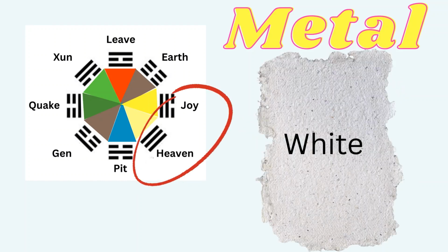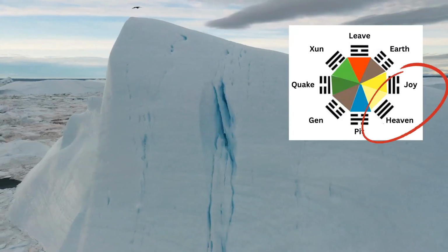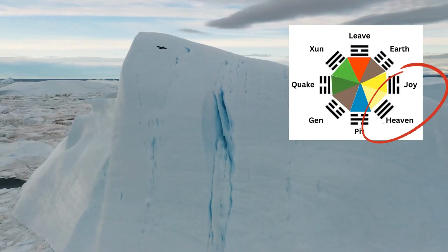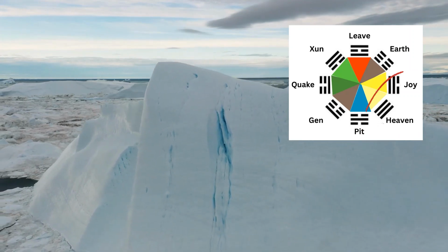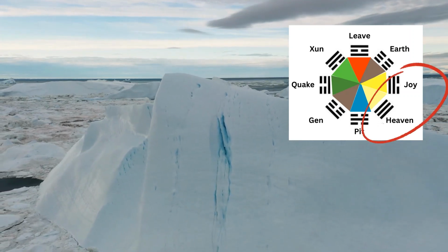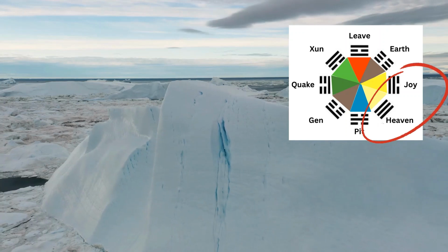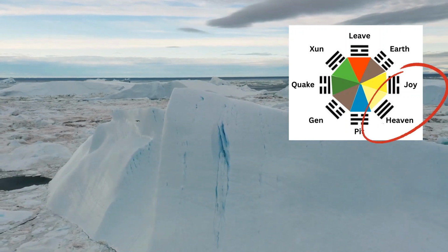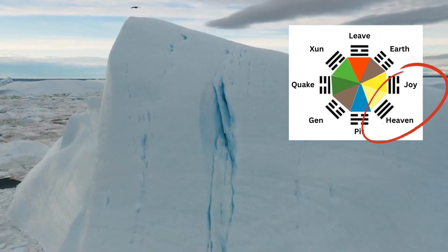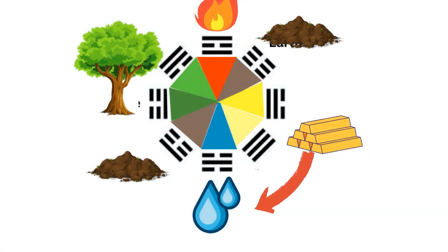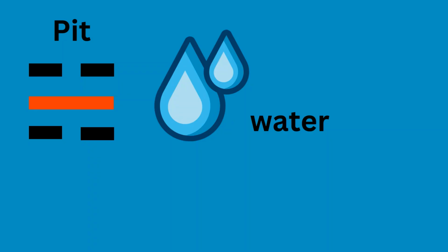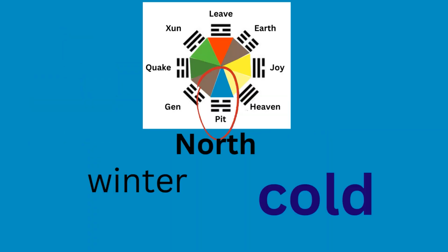Why white color? Because metal represents contracting substances. It is a hard object in favor of cold weather. Glaciers, icebergs, sea ice, and an icy lake are all white-covered frozen nature that match the metal characteristics. That's why metal signifies white color. Then, metal generates water. Trigram pit attributes to water. It features the north, cold weather, winter.